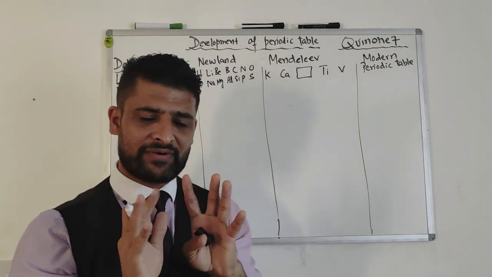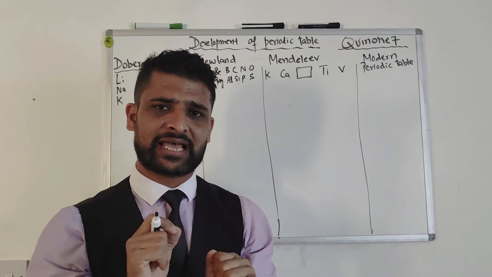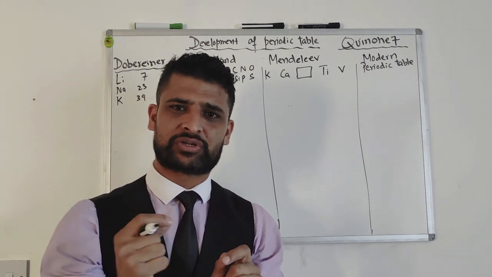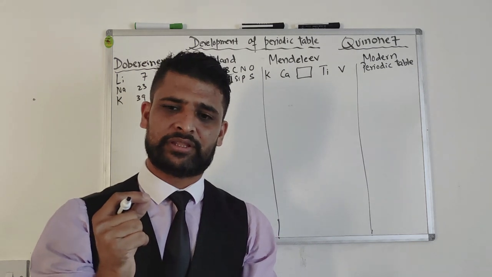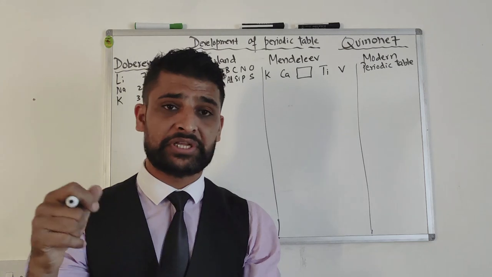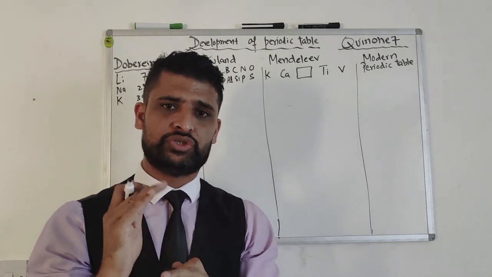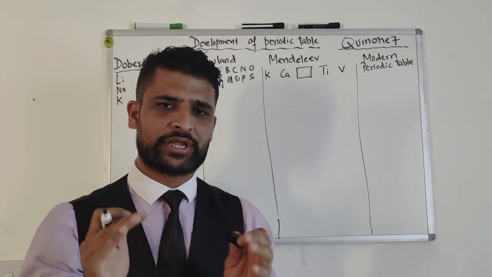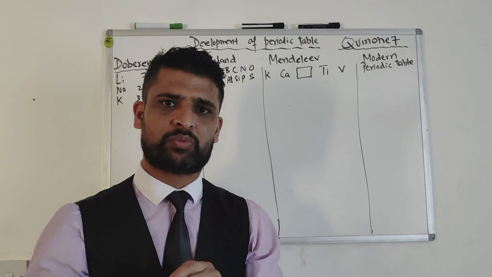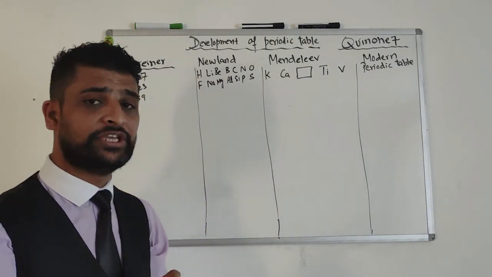Whatever the number of elements available at each time, the scientists tried to show a table or some sort of arrangement in which the elements can be arranged in terms of their properties, in terms of atomic mass or weight. Every scientist used a different sort of method to arrange them. So we're going to look at all three of them quickly and write down what happened and what the significance of each periodic table is.